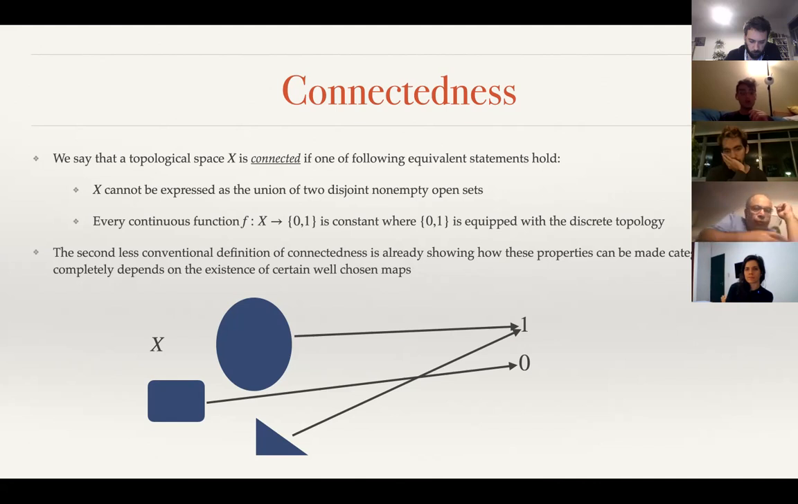So you see in this example down here, because they're disconnected, I could send this oval to 1, I could send the triangle to 1, and I could send this other thing to 0. So it shows that it's not connected. But if it was connected, we couldn't do this in a continuous way. If these were all one blob, everything would have to go to either 1 or 0.